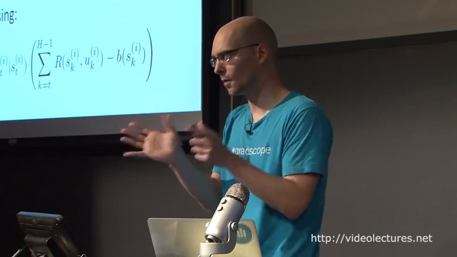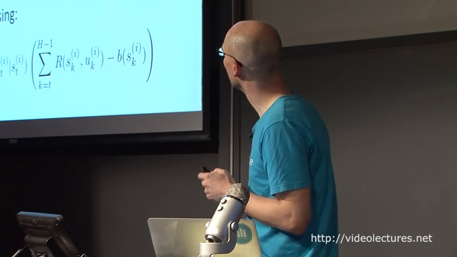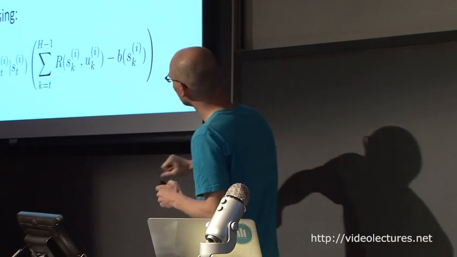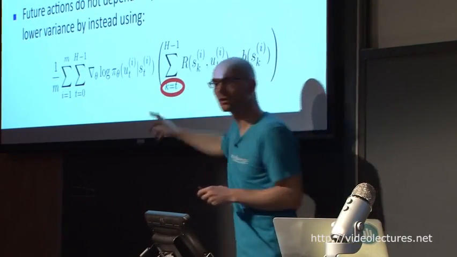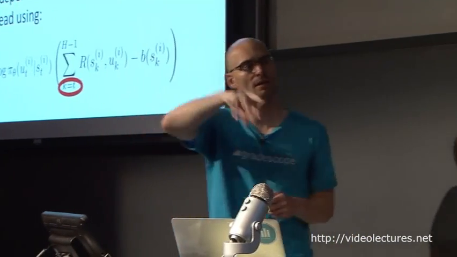You can also do formal math for this. And what you get is this expression here, where what's changed is that we just sum over future times, not over the past times, when we multiply with grad log probability of action given state at time t. This will also reduce variance quite a bit.